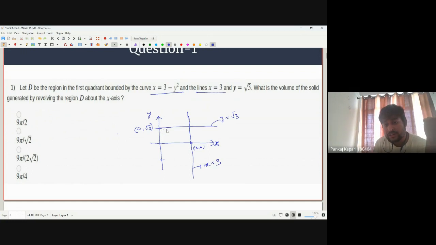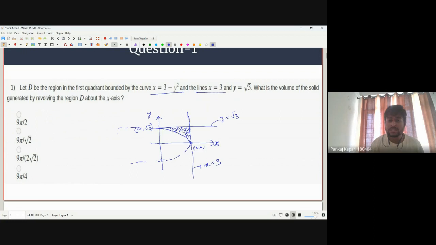So the parabola is like this. You have to join these points. So this is the arc of that parabola, one piece. This part is in the first quadrant and bounded by the arc of the parabola and the two lines, one of which is y equal to root 3 and the other is x equal to 3.